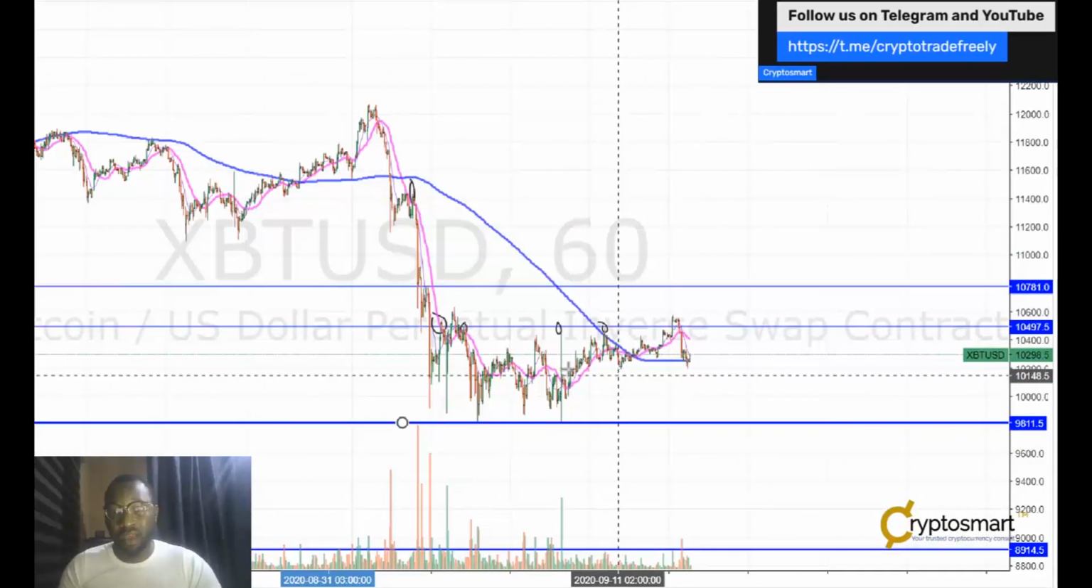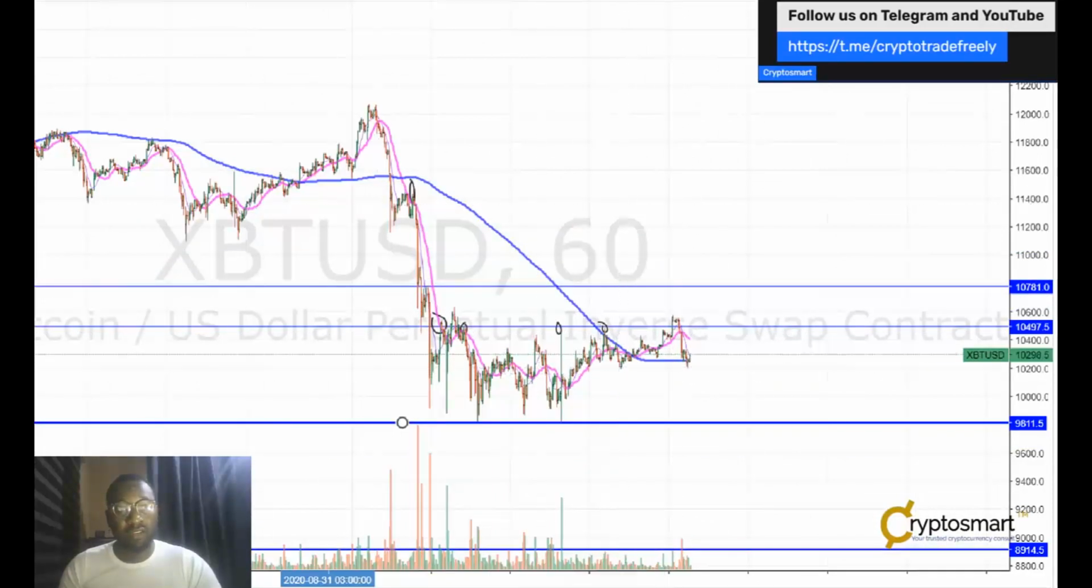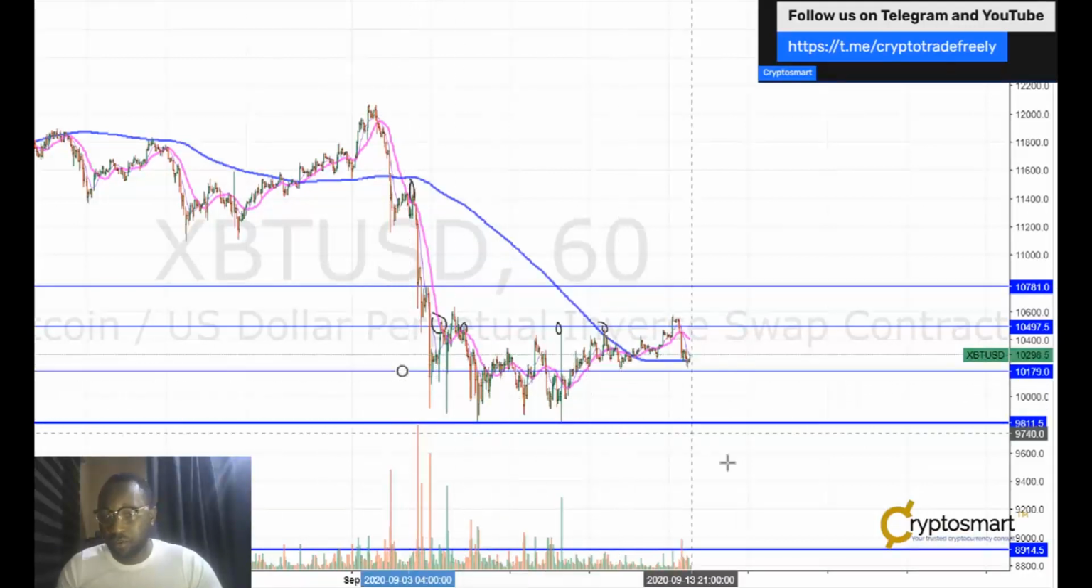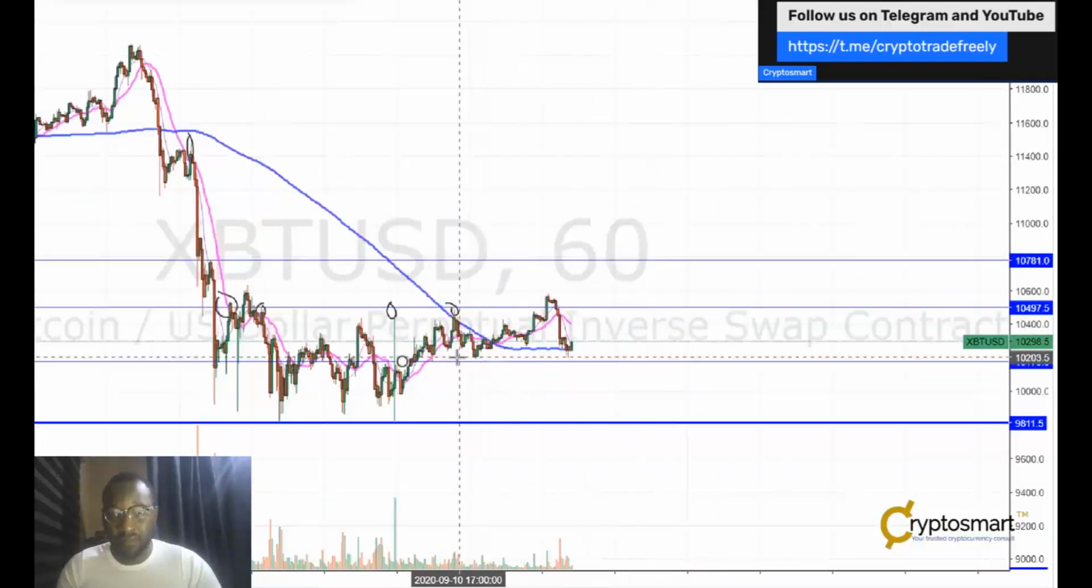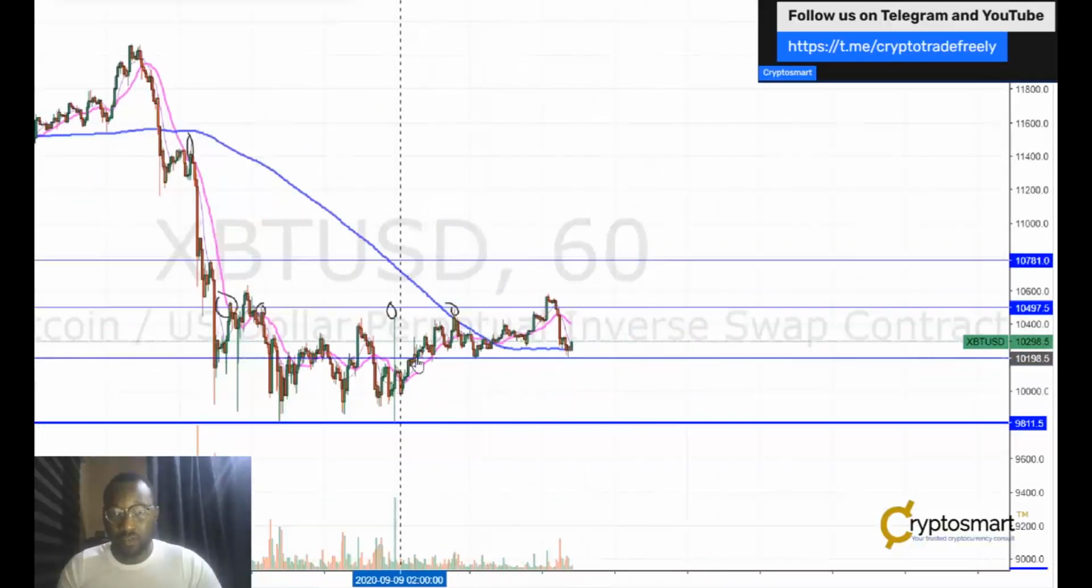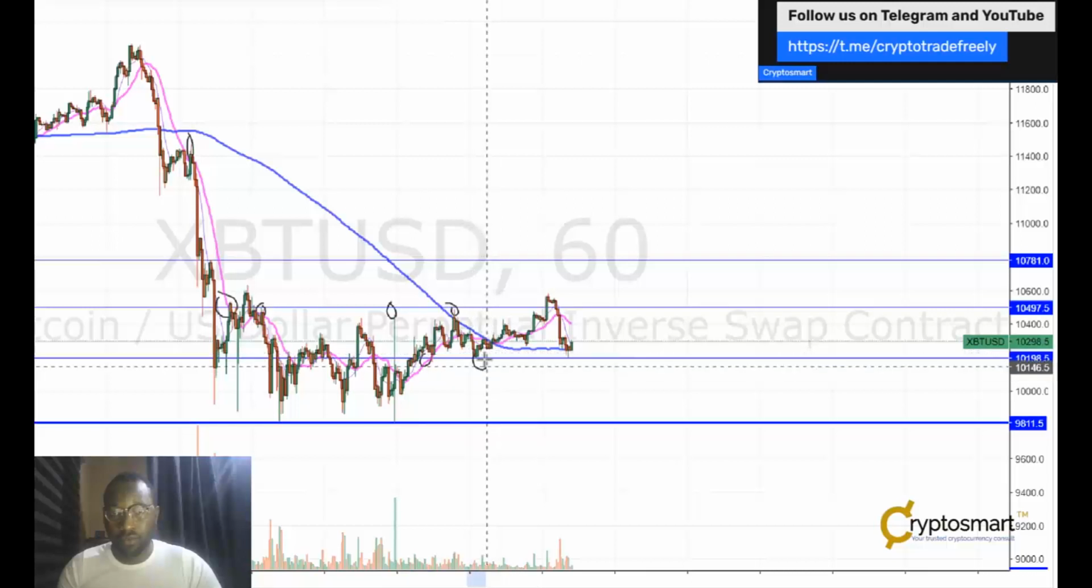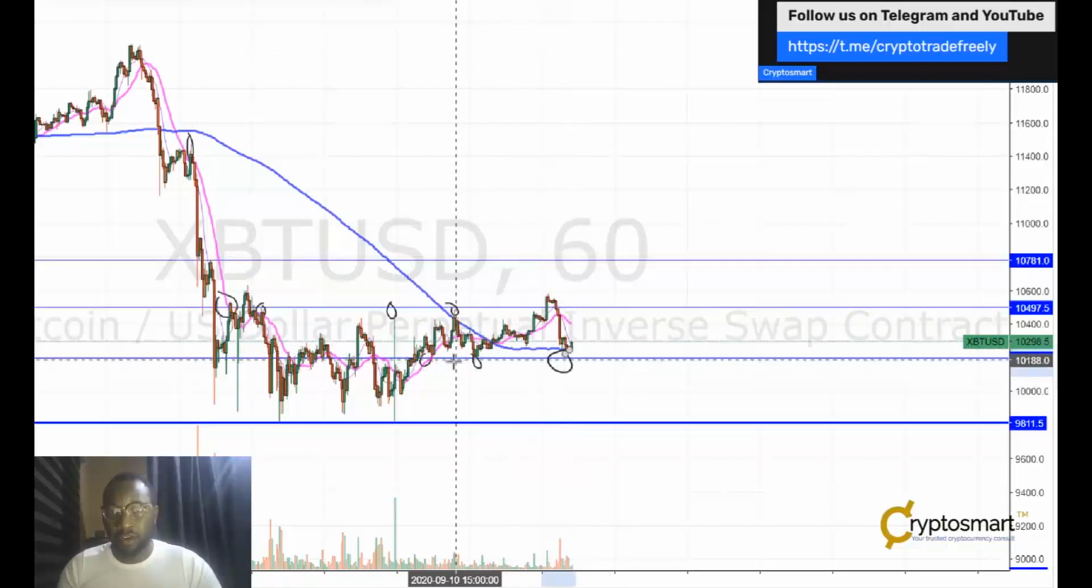Now that it's dumping, on a short-term basis we are forming a new support around here. If you look here, we're forming a new support around 10,179. That's the new support we are forming right there. We have one, we have two, we have three. So we have support around here.